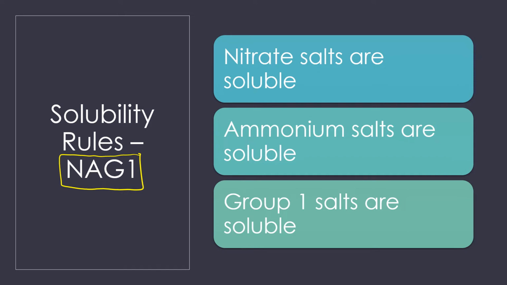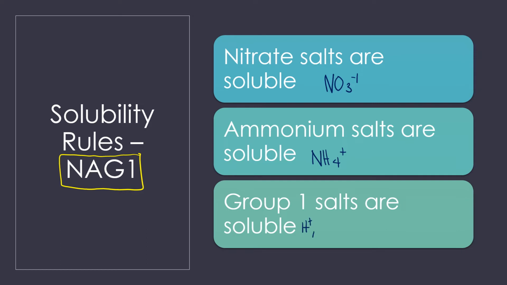Any salt that has nitrate as part of it is going to be soluble. Let's remember that nitrate is NO3 minus 1. So if you see this as your anion, then you know that it is soluble. Same thing with ammonium. If you see that you have NH4 in your compound, then you know it's soluble. And then any of the group 1 ions will be soluble.